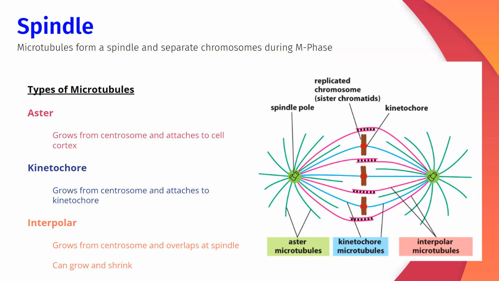The kinetochore microtubules point inwards from the centrosome, and they are the ones attaching to the kinetochores of sister chromatids in the middle when we line up during M phase on that imaginary equatorial line. And then our interpolar microtubules are overlapping at the spindle, and they will have some motor proteins attached here. They grow and shrink and are pushing and pulling our cell apart, especially when it's time for cytokinesis.